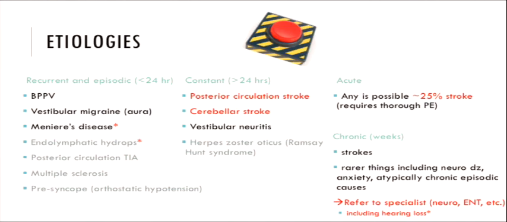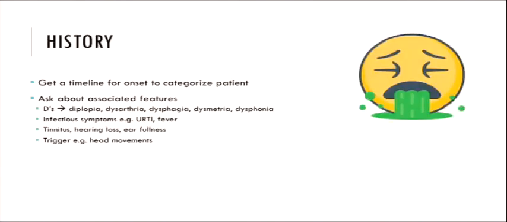So this you would refer to a specialist, and it just depends on the specialist. So like a neurologist, an ENT, you know, maybe you would send them to a physiatrist, like whatever it is that you think is the issue that's going on. And then I would also include referral for hearing loss. So the two things that cause hearing loss would be Meniere's disease and then the endolymphatic hydrops, okay? So that's really the most important thing.